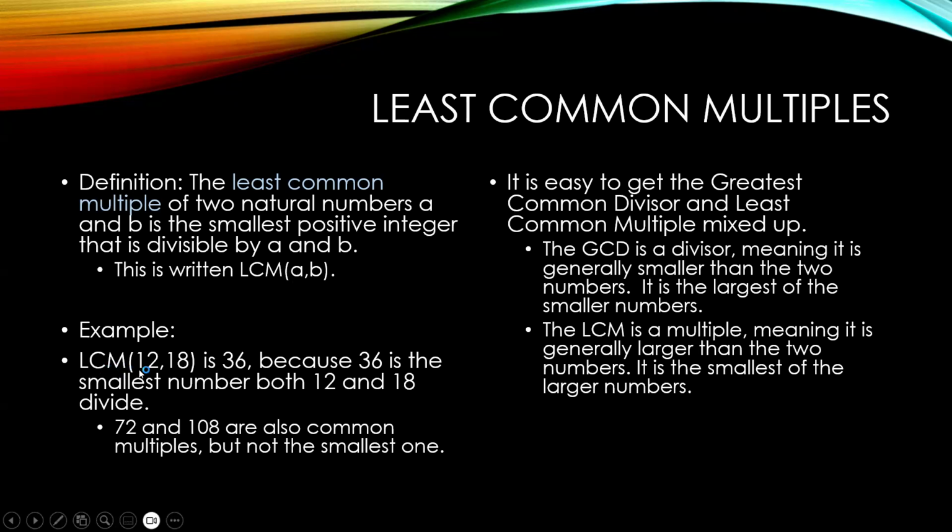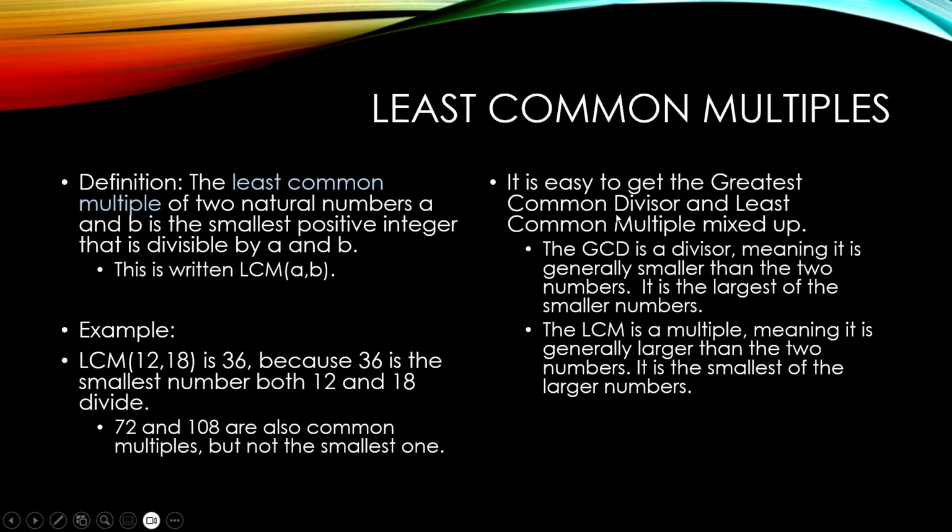As an example, the least common multiple of 12 and 18 is 36. This is because 12 and 18 both go into 36. 72 and 108 are also common multiples because 12 and 18 go into 72, and they also both go into 108. But 36 is the smallest of the common multiples. So that's why it's called the least common multiple.